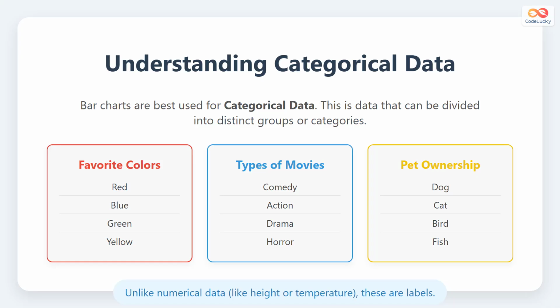It is important to remember that bar charts are designed for categorical data. This means data that can be sorted into distinct groups or labels, like favorite colors, types of movies, or breeds of pets. This is different from continuous data like time or temperature, which often use other types of charts.